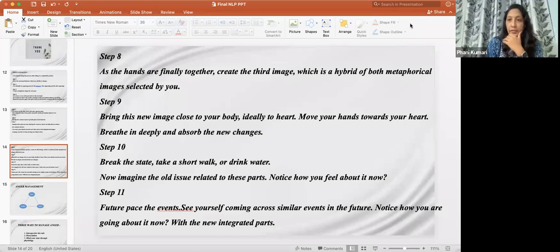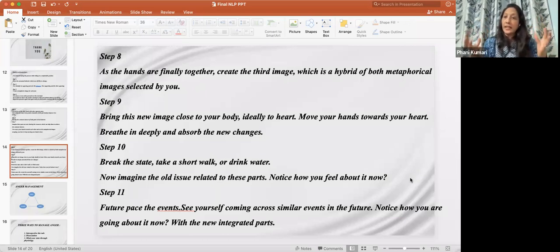So how was the response? What did you see and how did you feel? Are you able to integrate it? Great. So great, Poonam. So it worked for you, right? So give your responses. This will help you to create a new image.